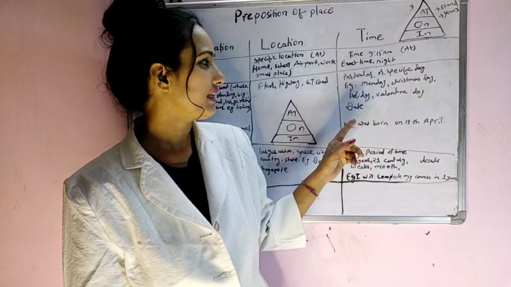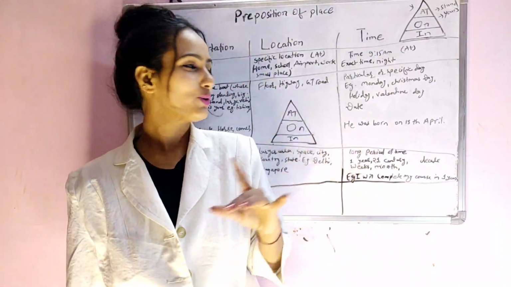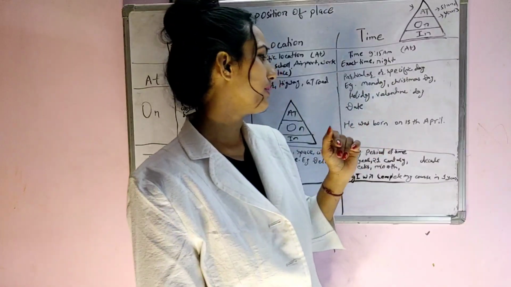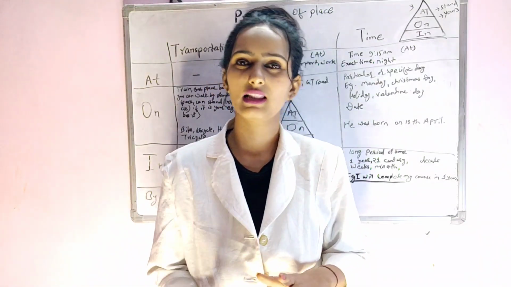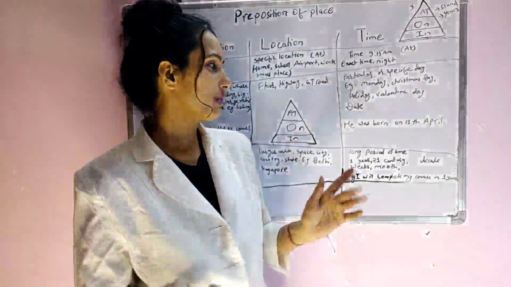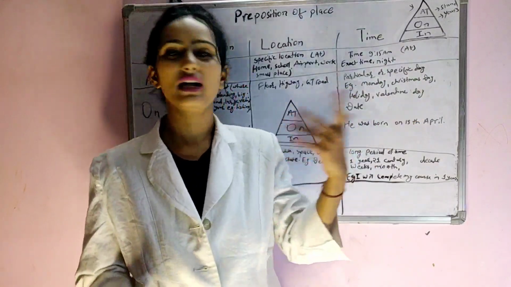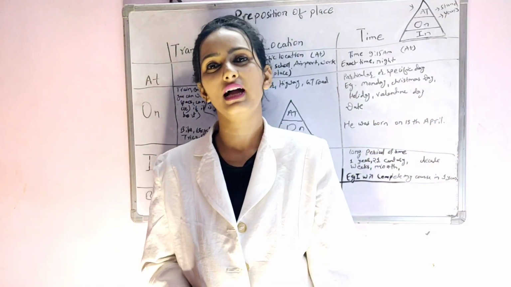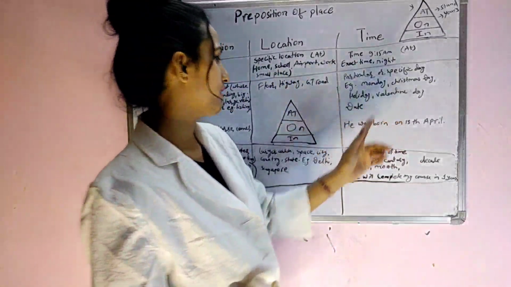For example, if you are talking about a date, then you have to use "on", because, for example, I was born on 13th April. Here I am talking about my date of birth, a date. That's why I have to use "on" here. I will go there on Valentine. I will give you a rose on Valentine's Day. In this way you can use this one.